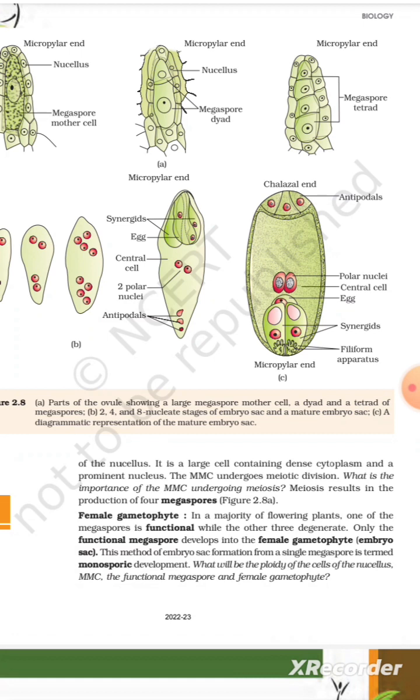Of the nucellus, it is a large cell containing dense cytoplasm and a prominent nucleus. The MMC undergoes meiotic division. What is the importance of the MMC undergoing meiosis? Meiosis results in the production of 4 megaspores. Figure 2.8a: Female gametophyte. In a majority of flowering plants, one of the megaspores is functional while the other 3 degenerate. Only the functional megaspore develops into the female gametophyte (embryo sac). This method of embryo sac formation from a single megaspore is termed monosporic development. What will be the ploidy of the cells of the nucellus, MMC, the functional megaspore, and female gametophyte?